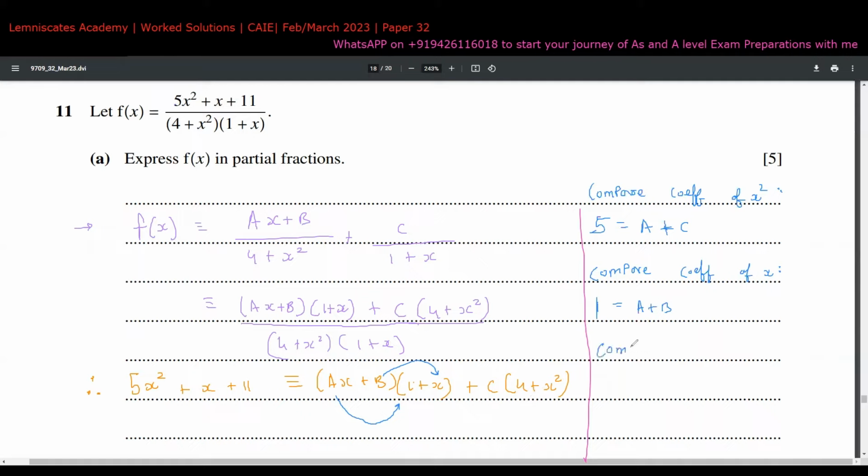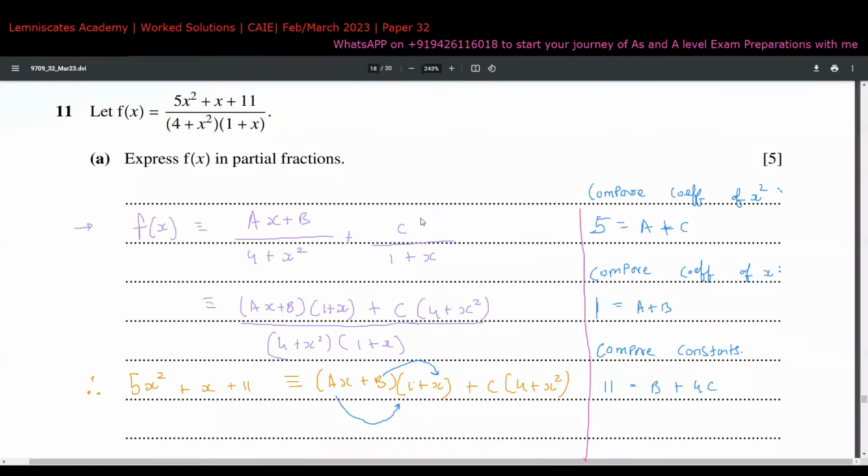Lastly, I can compare constants, or I can just say equate the constant terms. It will be 11 equal to, in this, the constant is what? Only b times 1, that is the only constant that we'll be getting. Over here, it is plus 4c. So at the end of the day, we are having these 3 equations to solve. And we know that with 3 equations and 3 unknowns, we can easily solve it.